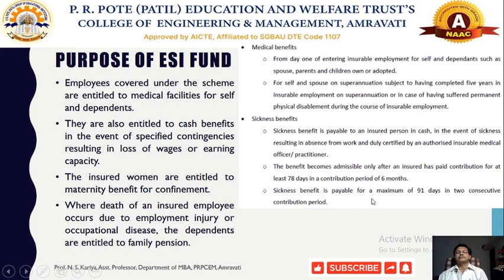Sickness benefit is payable for a maximum of 91 days in two consecutive contribution periods. So for two consecutive contribution periods, the sickness benefit would be a maximum of 90 days that the insured person can be entitled to get.